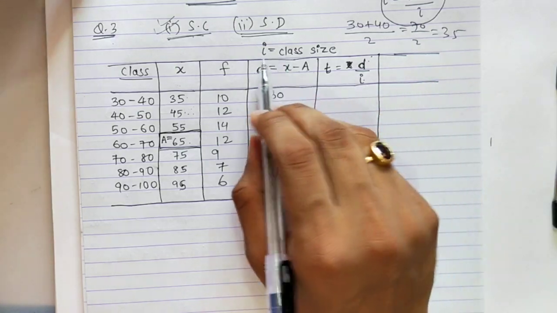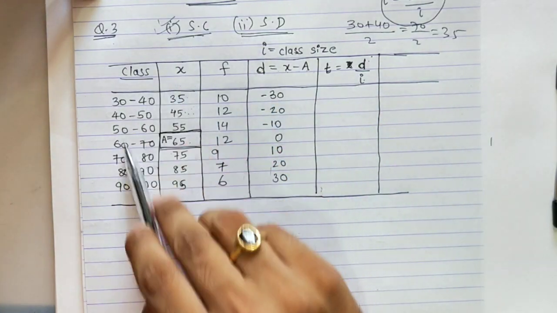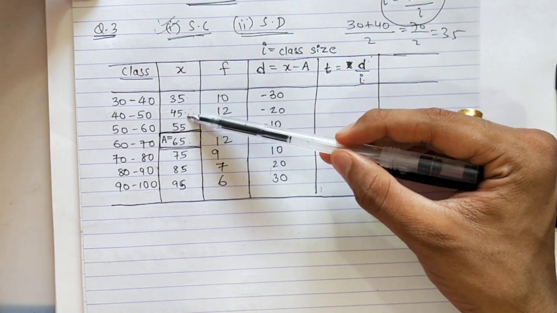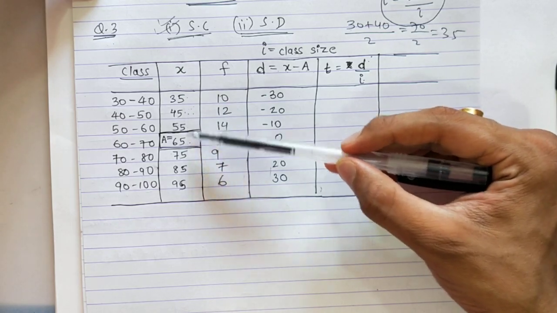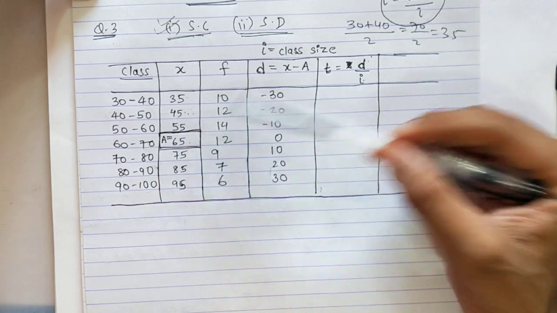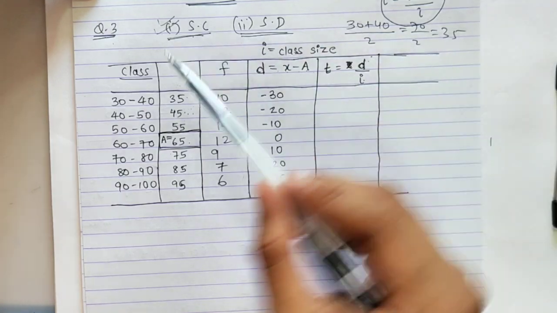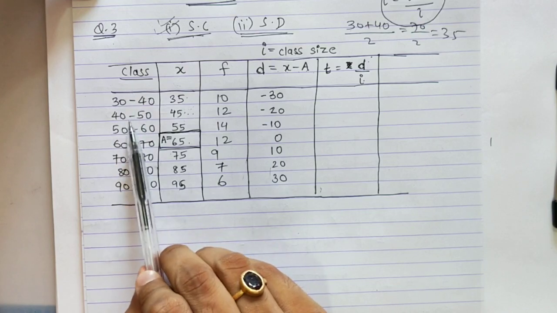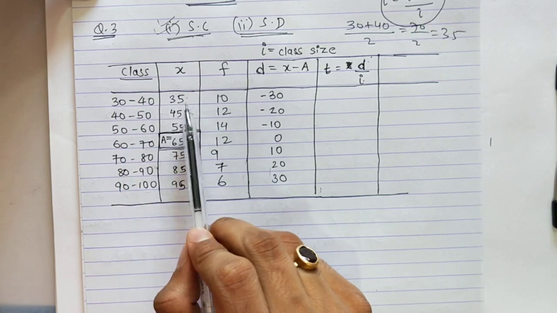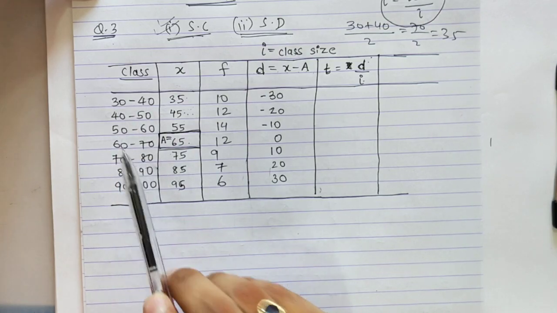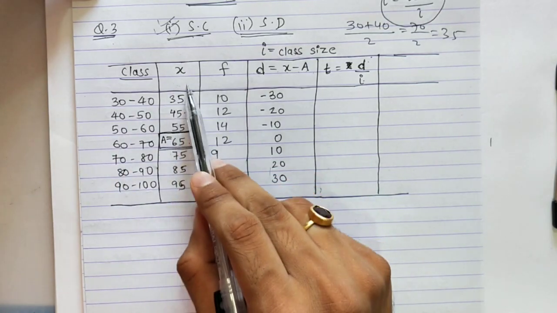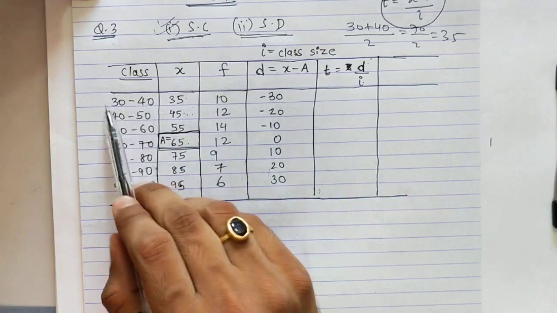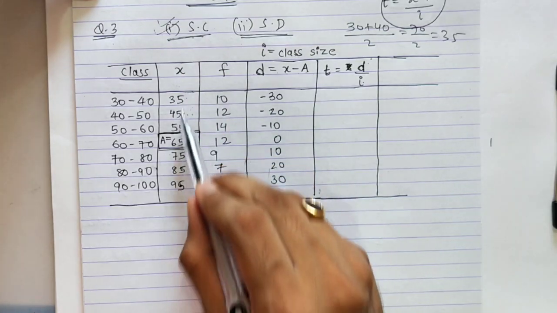Now how to find class size here? See the question. You can find class size by two ways. You can see the difference here. What is the difference? 35 to 45, 10, 45 to 55, 10, 55 to 65, 10. 10 is the difference, so class size is 10. Or you can see here also. 30 to 40, 10, 40 to 50, 10 difference. So class size is 10. We can get it from here also or from here also. It is better to take it from here, because sometimes the question given is not continuous. So at that time there may be a mistake in class size. So better you take the class size from here.